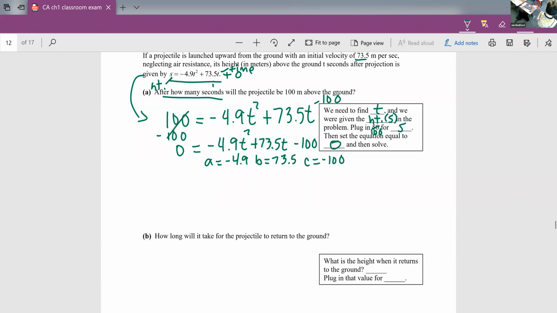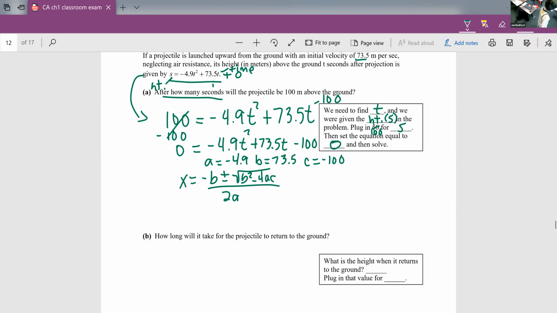You ready to sing? Okay, sing it with me. What is it? Negative B plus or minus the square root of b squared minus 4ac over 2a. Snap, snap. You guys getting it? Yes? You getting the formula down?